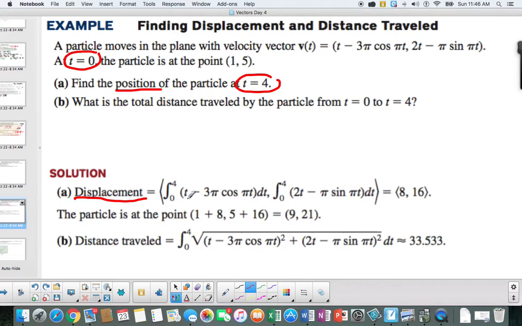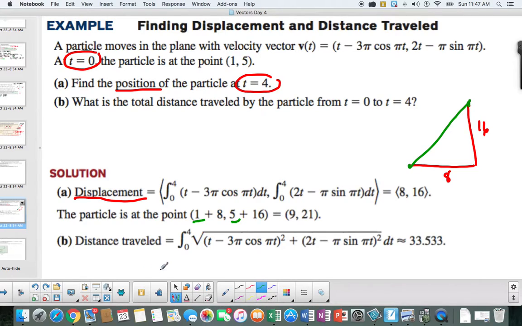So we're going to integrate the velocity for x and the velocity for y. We're going to integrate that, and then we're going to get this vector. It's a displacement vector. That means to go over 8 and up 16, and this is what it's telling us to do from the initial position to the final position. And this is the initial position, 1, 5, and so we're going to add an 8 and a 16, and we'll get 9, 21 is our final position.